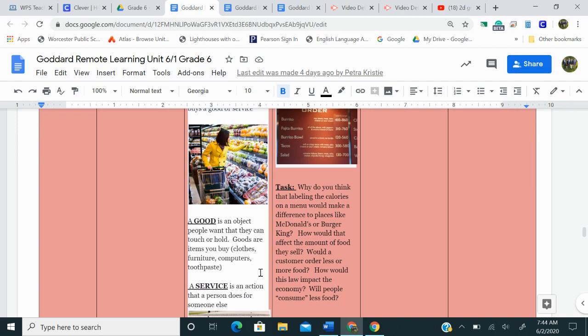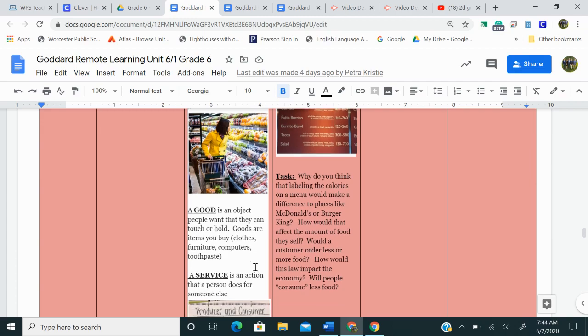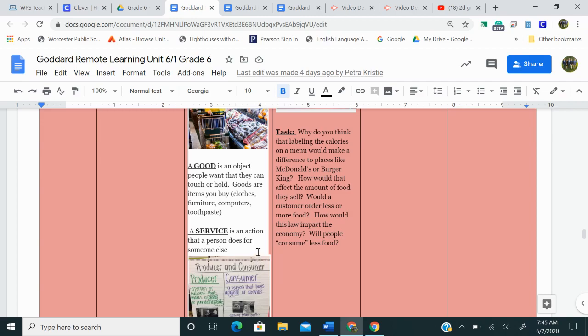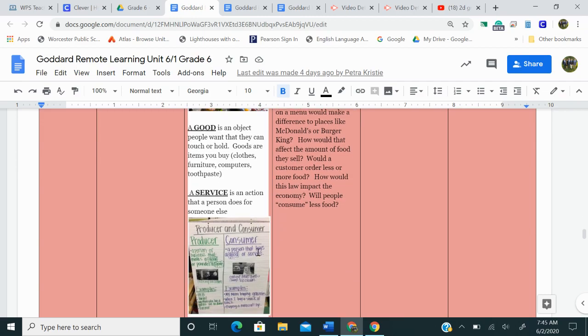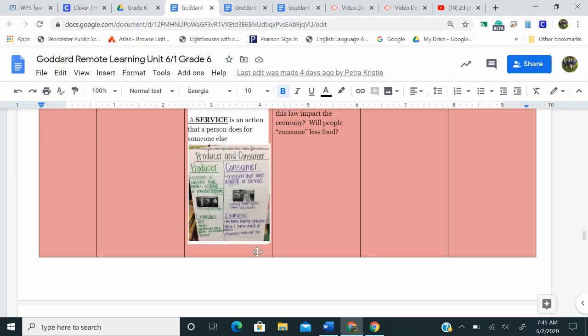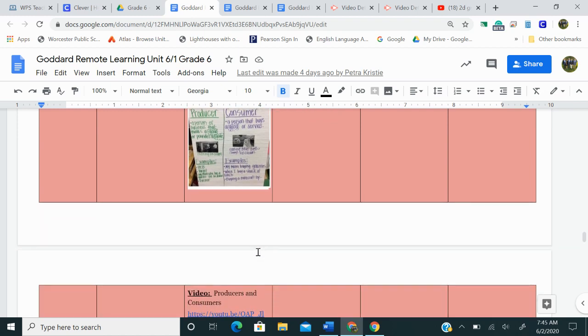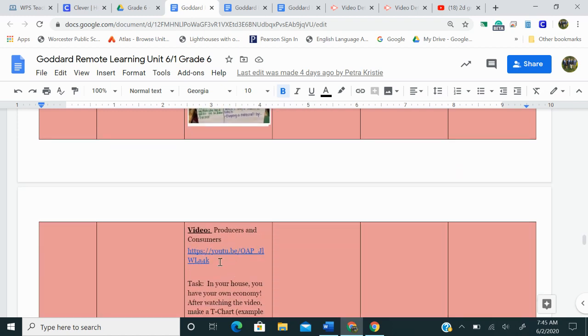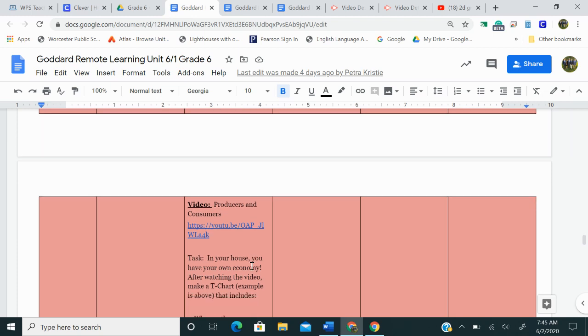A good is an object people want that they can touch or hold. Goods are items you buy, like clothes, furniture, computers. A service is an action that a person does for someone else. Here's a little anchor chart here to give you a good visual. Here is a video for you to watch about producers and consumers.